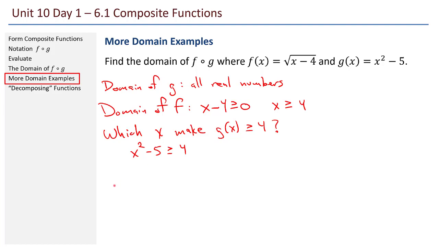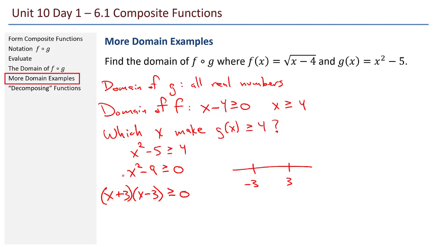I can subtract 4 from both sides. x squared minus 9 greater than or equal to 0. This is a quadratic inequality. I can factor the left: x plus 3, x minus 3, greater than or equal to 0. Solve the equality. We can see that it equals 0 at negative 3 and positive 3. The left-hand side is a quadratic in standard form, so it's a parabola that opens upward. So where is this parabola greater than or equal to 0? That's to the left of negative 3 and to the right of positive 3. So x is less than or equal to negative 3, or x is greater than or equal to 3.